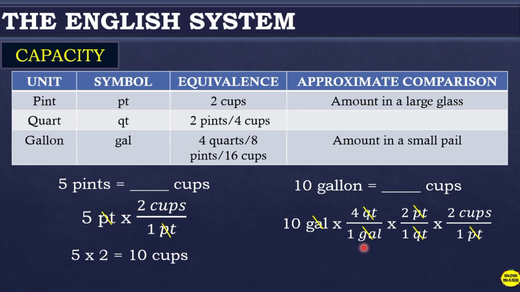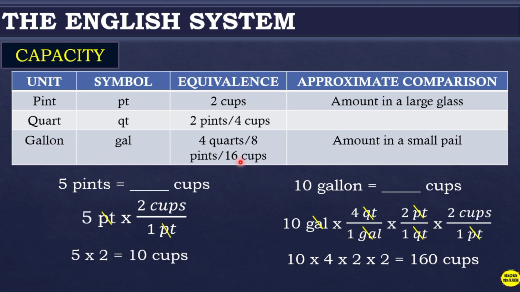Okay? So, going back. So, we now have 10 times 4 times 2 times 2. So, 10 times 4, that is 40, times 2, 80, times 2, 160 cups, kung ano yung naiwan na unit. So, therefore, 10 gallons is equivalent to 160 cups. Okay, or simply, ganito po. Since meron na tayo dito na 16 cups, so 10 gallons, 'di ba?